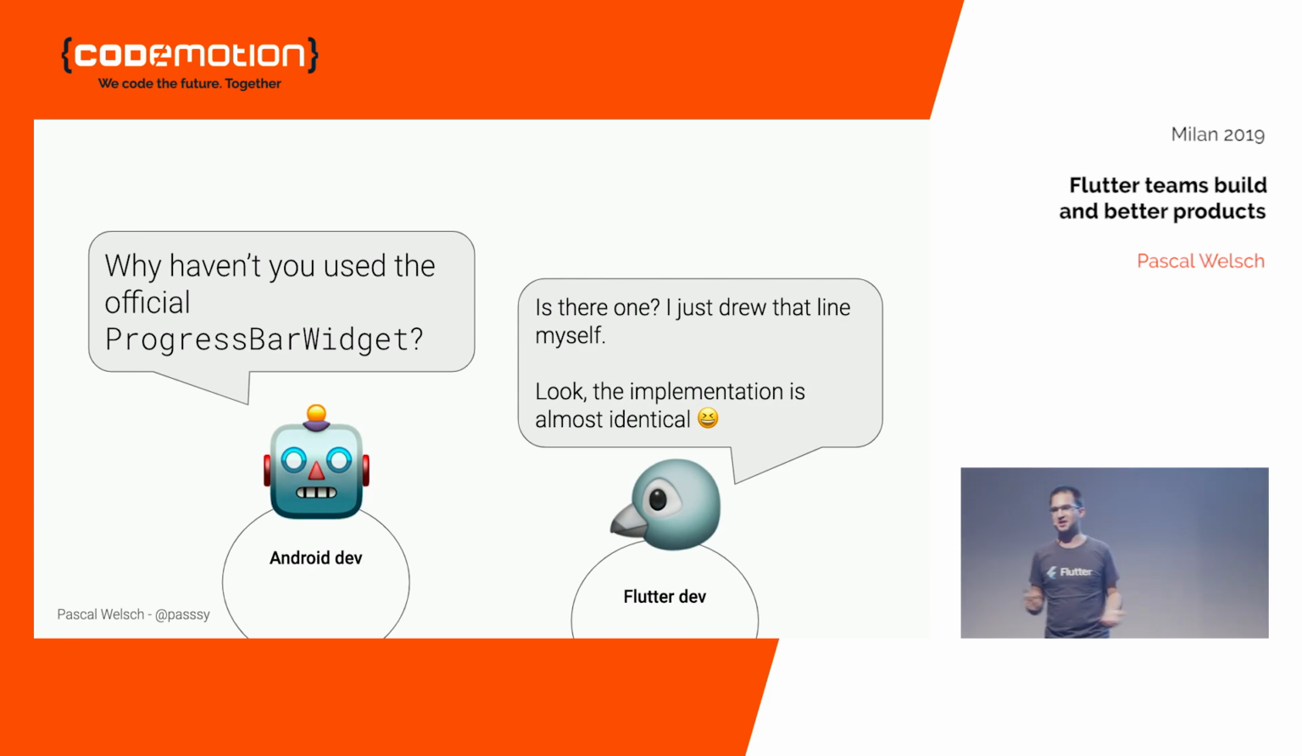Also, a few weeks ago, I was talking to another Flutter developer with an Android background, and he asked me, why are you not using the official Flutter progress bar widget?